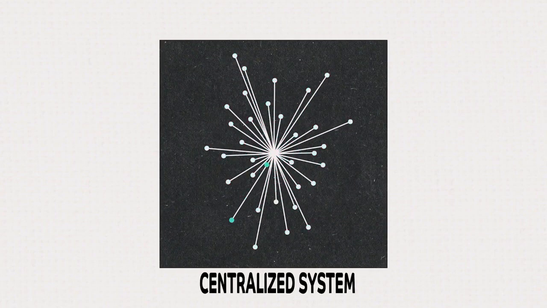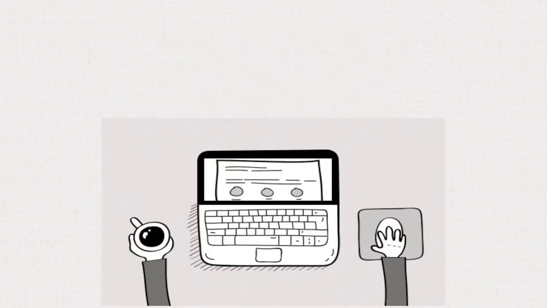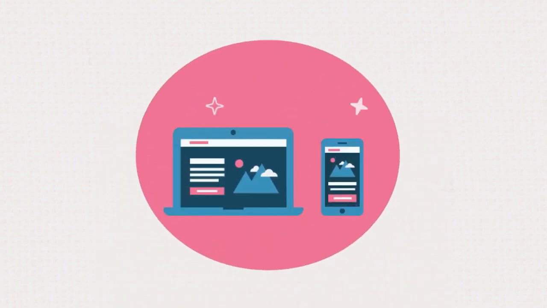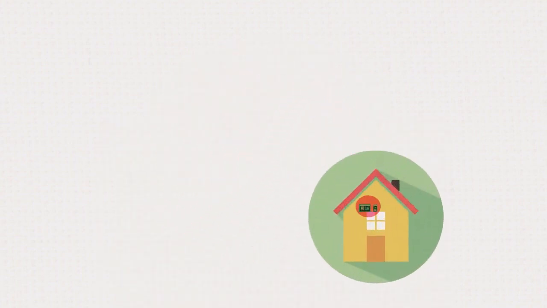A centralized system is the opposite of a distributed system, and analyzing a centralized system will help us appreciate the need for distributed systems. Let's say you want to create an online service to buy and sell bitcoins, for which you build a website and a sleek mobile app, and host it on your machine at home.